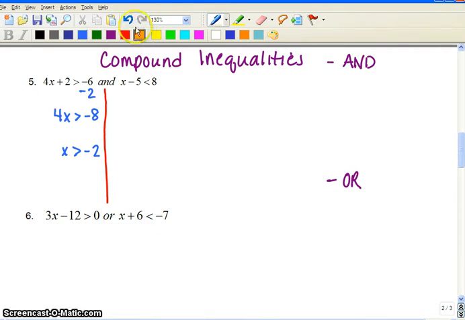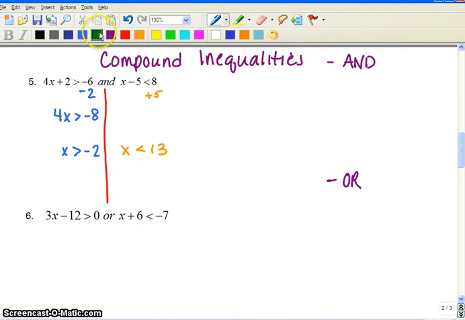Okay? Now over here on this side, if we add 5, we're just going to get x is less than 13. Now there's an "and" between these two. So you have to think about it. I want all the numbers that are bigger than negative 2. Negative 1, 0, 1, 2, 3, 4, 5. But at the same time, because it's an "and", they have to be smaller than 13.